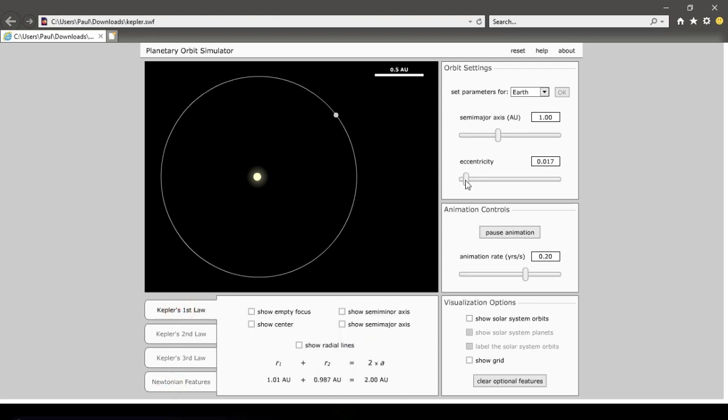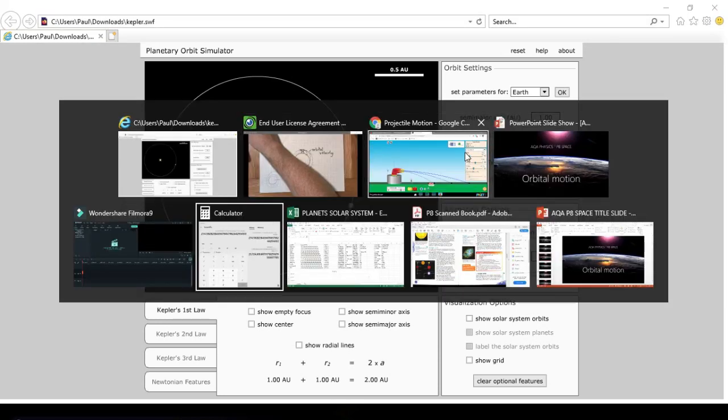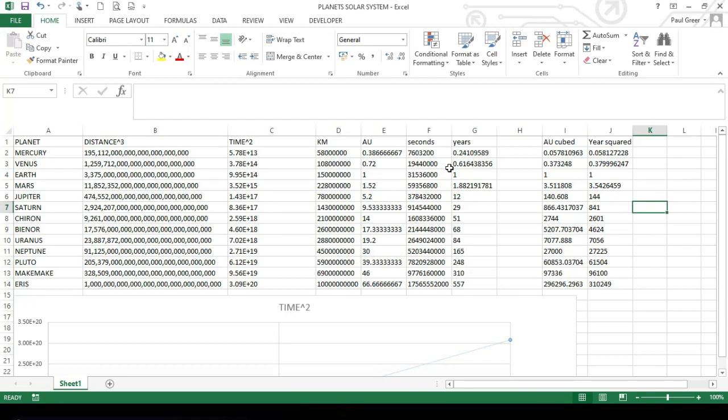And what I'm showing you this for is because I asked you to look at this last week. I asked you to look at the planets. Now I've got a few more planets here. This is the distance in kilometers cubed. This is the time in seconds to orbit the Sun squared. Just for reference, I've got the kilometers here.